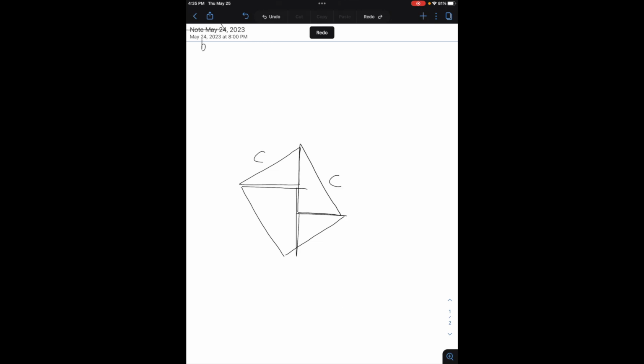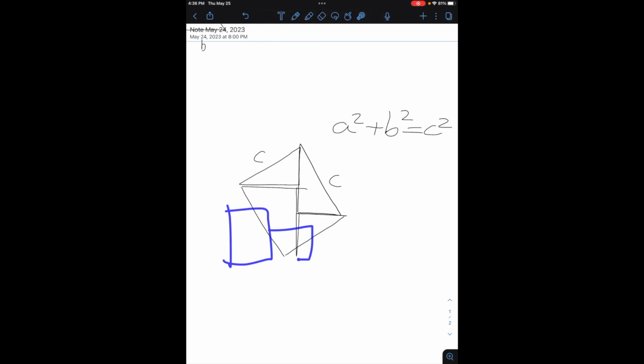We will call this c squared, or c times c. The square has the dimensions of c times c. So this square is equivalent to the area of the shape we had before, which was a squared plus b squared. Now the Pythagorean theorem states that a squared plus b squared equals c squared. And now we can say that's true because a squared, the first square, which is here, plus b squared, the second square, is equal to c squared.